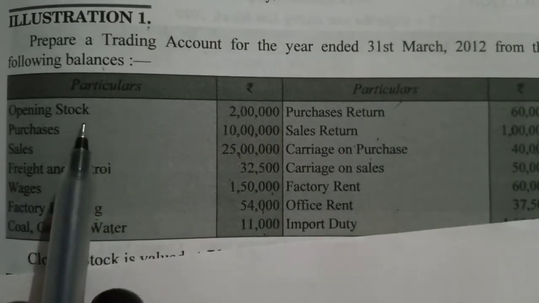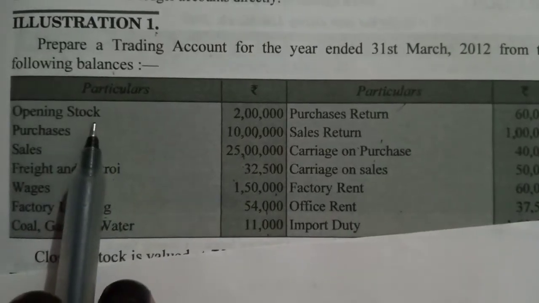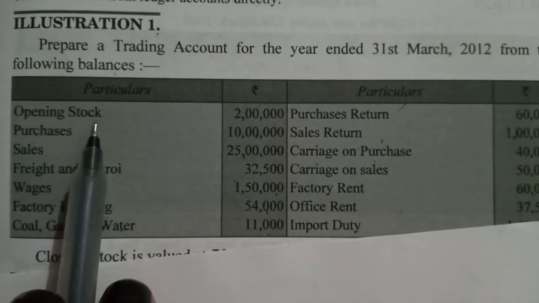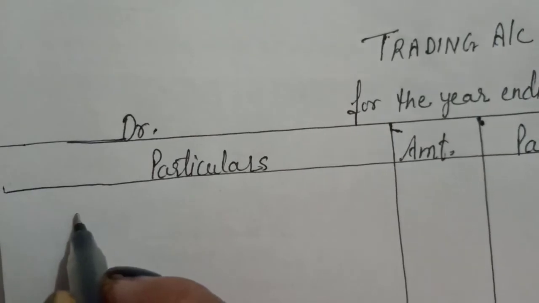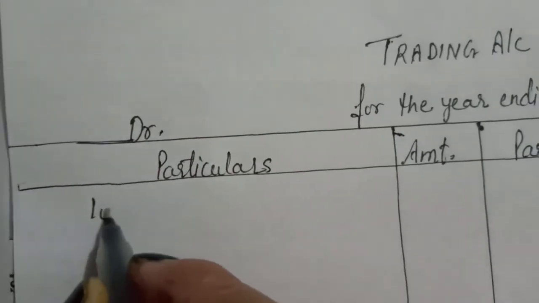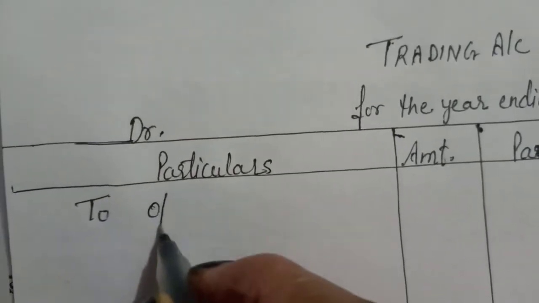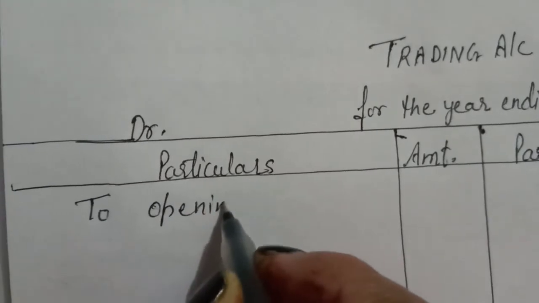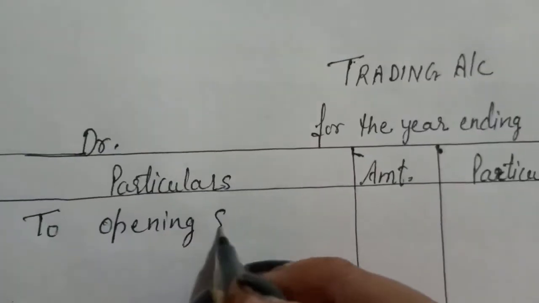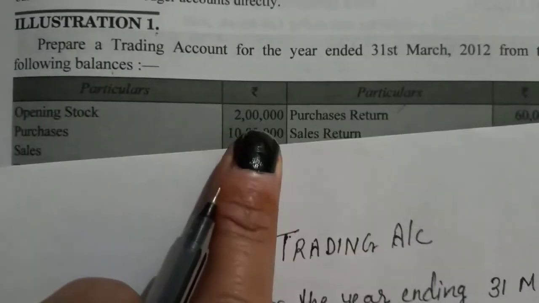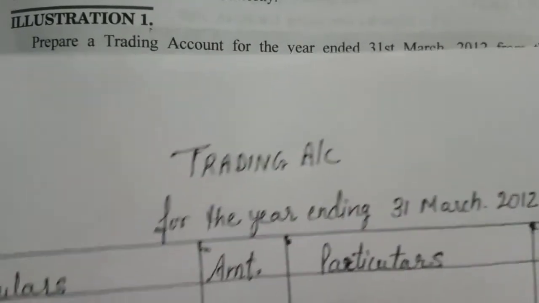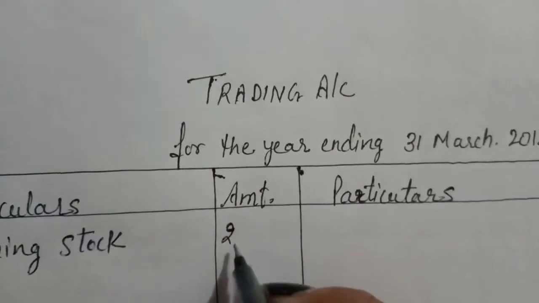See, first is opening stock. As you know, opening stock will come on the debit side of trading account. So, we will write "To opening stock" on the debit side. How much is it given? It is 2 lakh. Then you will write here 2 lakh.